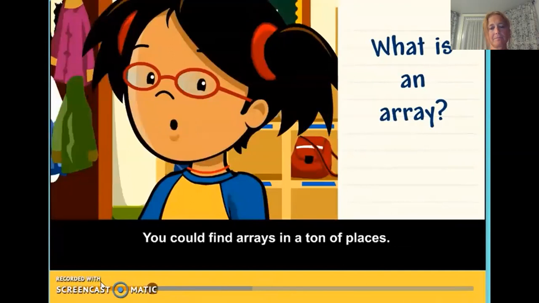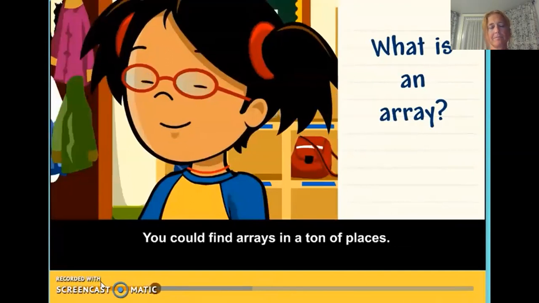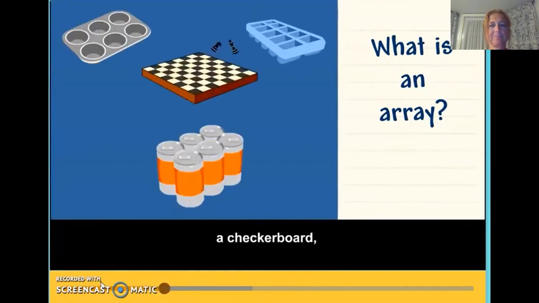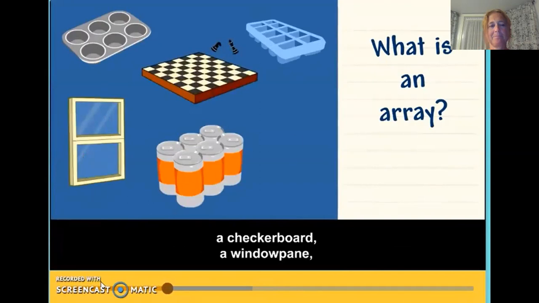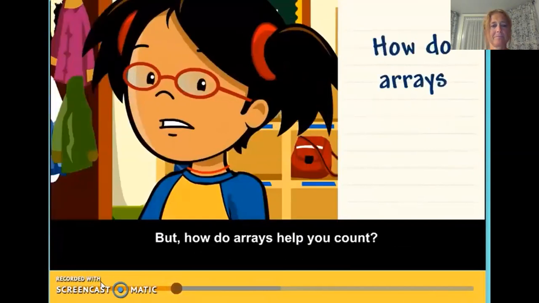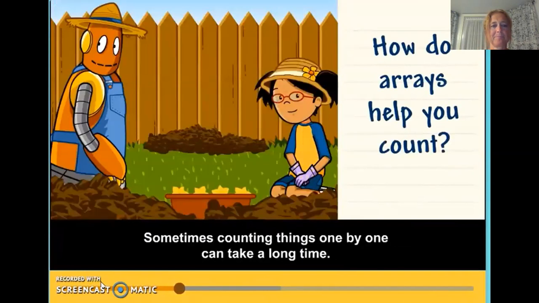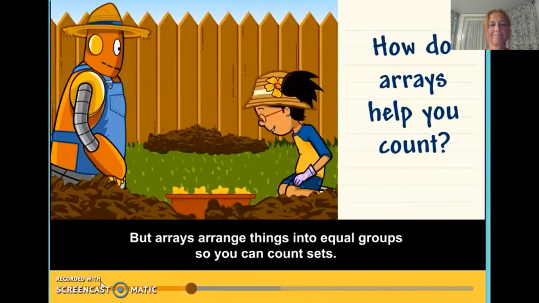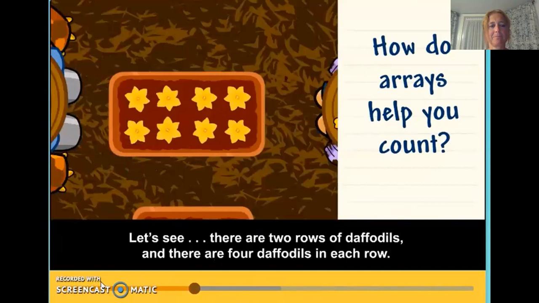You can find arrays in a ton of places. You could find them in a muffin tin, or an ice cube tray, a pack of soda, a checkerboard, a window pane, and on a phone. Arrays make counting easier, but how do arrays help you count? Sometimes counting things one by one can take a long time, but arrays arrange things into equal groups so you can count sets. Let's see.